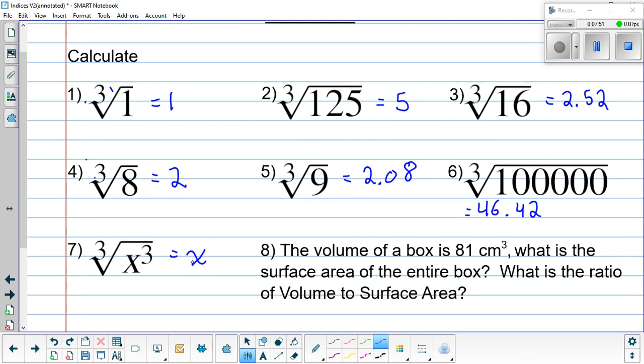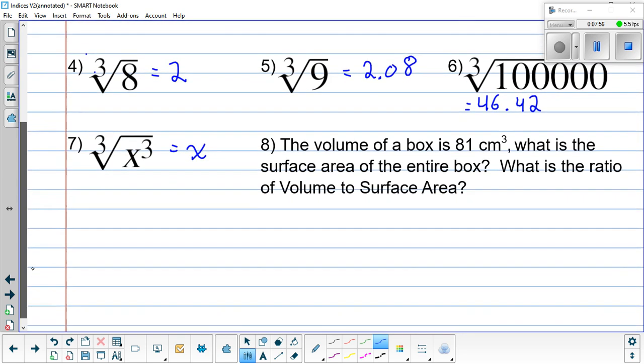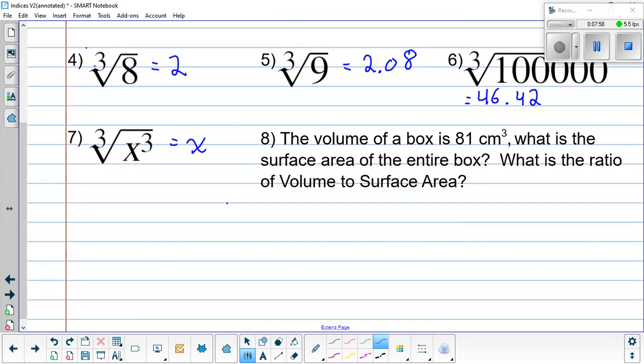So, nextly, we have something a little bit bigger, so I'm going to give it a little bit more room. We have a volume of a box, 81 centimeters cubed. And so, I'm going to write down, I always like stating my units, taking everything out. What is the surface area of the entire box? So at the end, I want to find the surface area. Then I want to find the ratio of volume to surface area. I want to know that as well. So in a nutshell, that's what I'm answering.